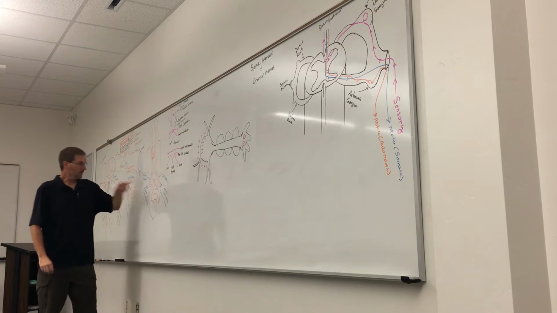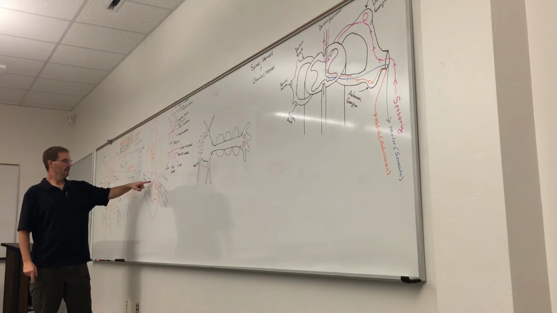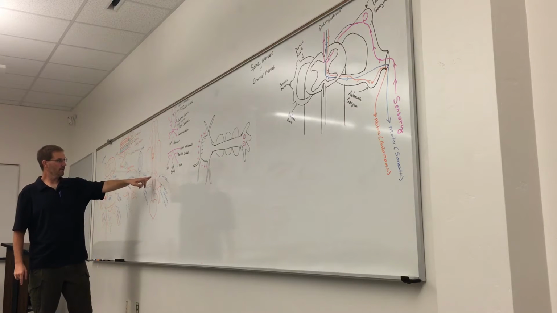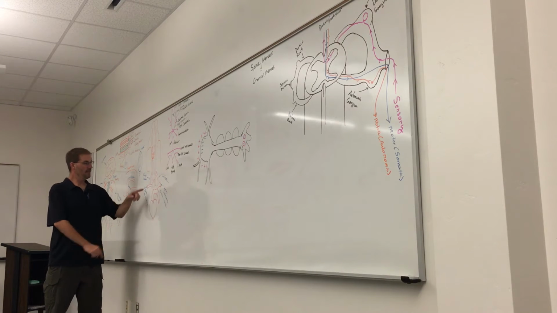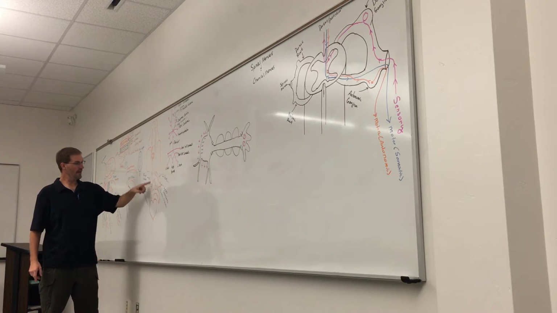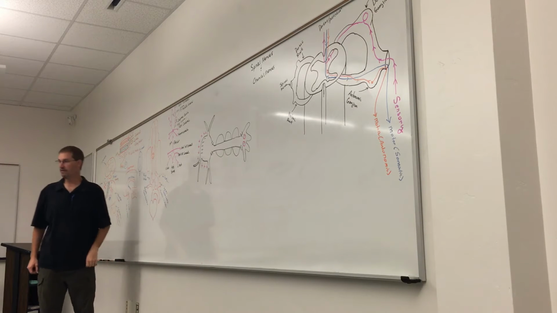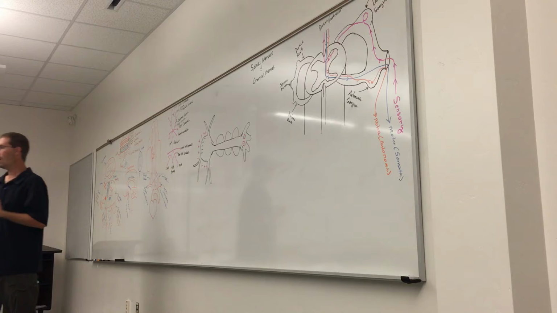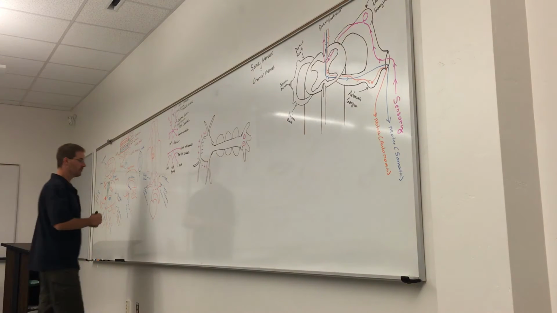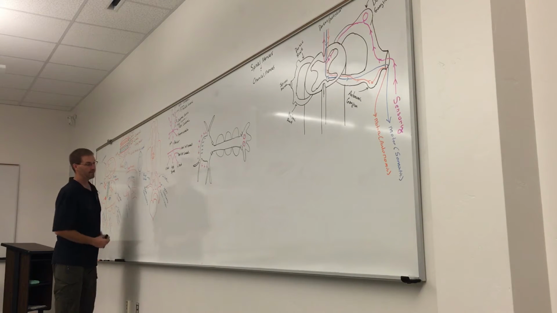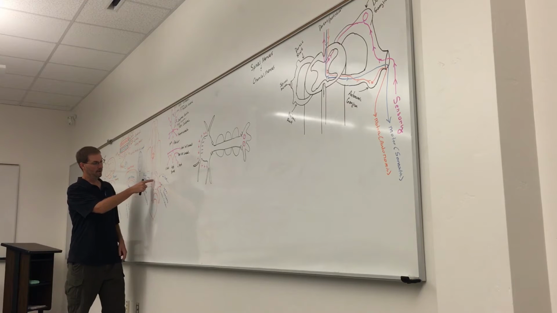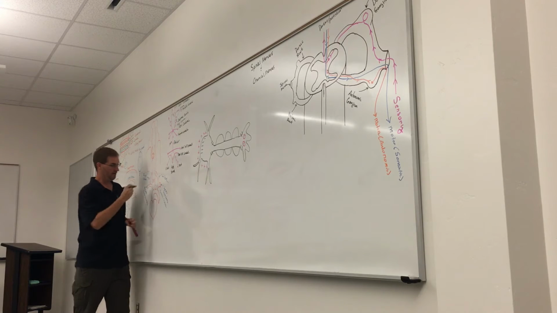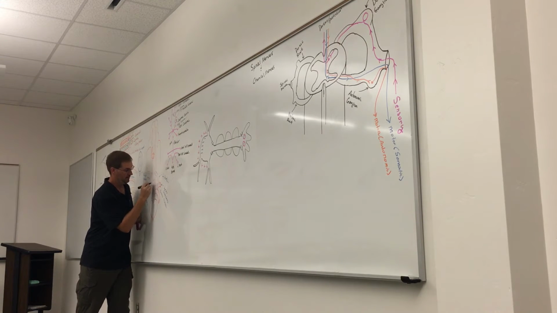Now, there are two other vessels, okay? There is this vessel here on the right that comes off of the subclavian. That is known as the common carotid, the right common carotid. And the left common carotid comes off of the brachiocephalic here. So I've got the common carotids, we'll call them.